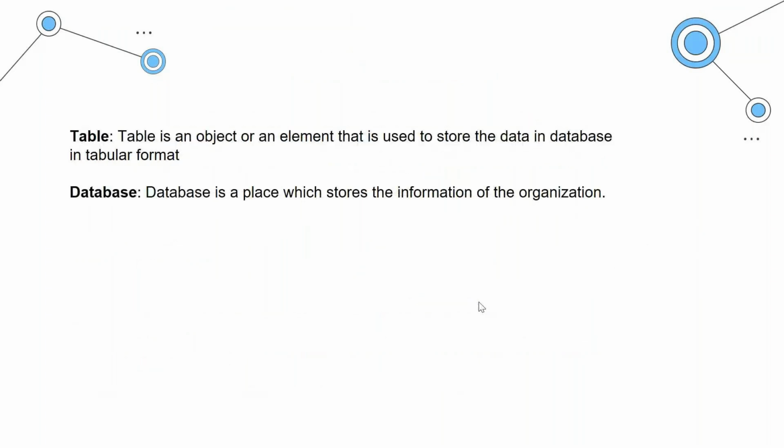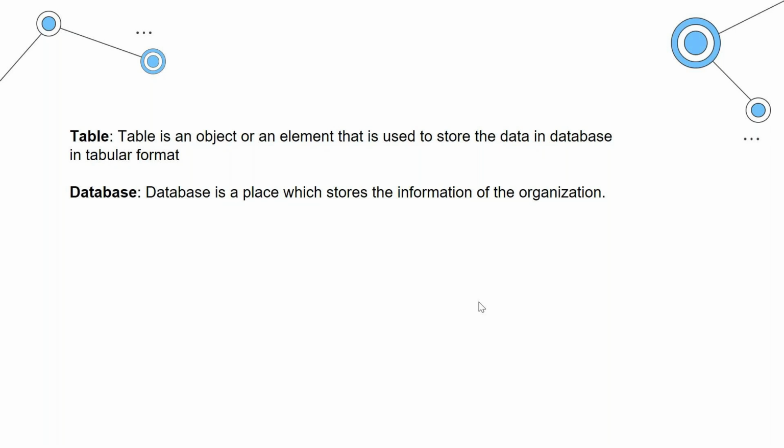Okay, now what is a table? What is a database? I've been telling you about a database table and all. Now what exactly is a database table and what exactly is a database? Okay, so database means it is a place which is used to store the information of an organization. Simple. Table means the data is stored in a tabular format, in the table in the database. That is the reason it is called a database table.